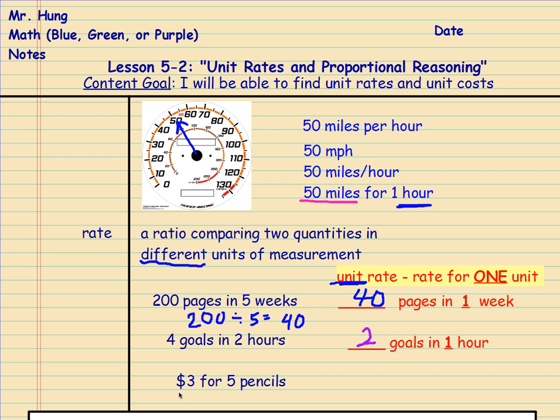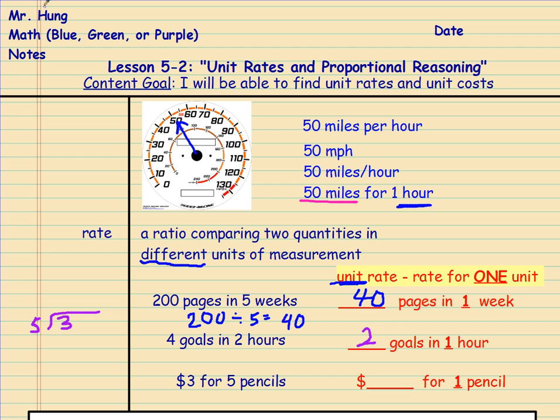And for the last one, $3 for 5 pencils. Unit rate asks for how much for 1 pencil. How many dollars for 1 pencil? And whoa, these two numbers are not easy to divide, so let's put this inside the division sign. So we have $3 divided by 5.